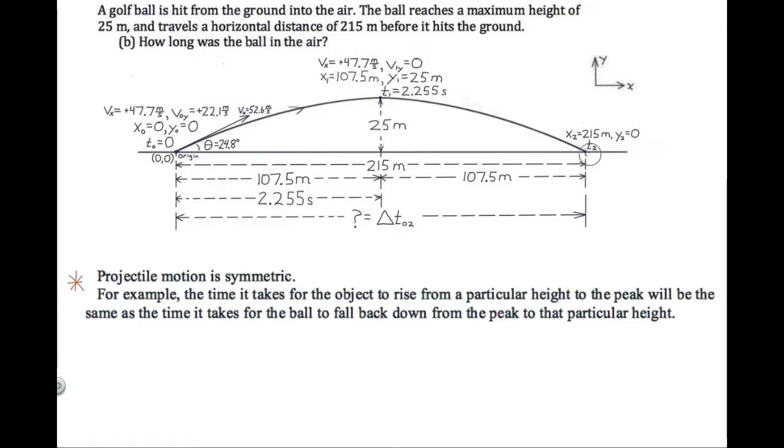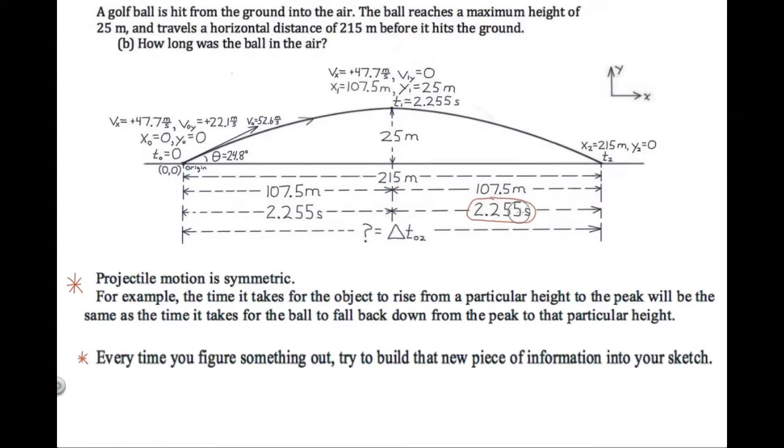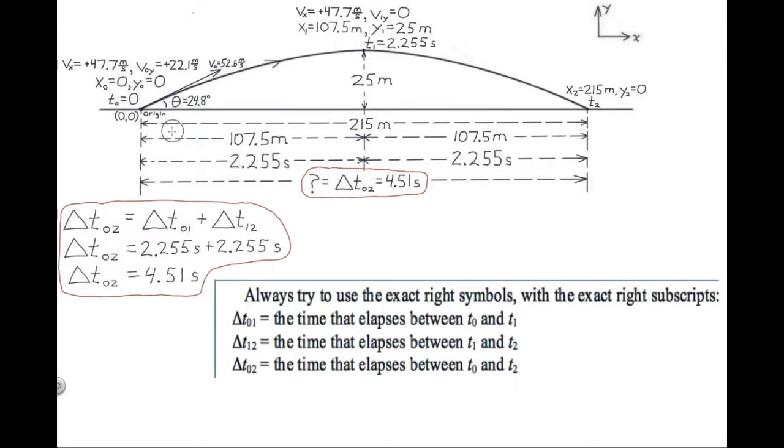In part A, we figured out that it takes 2.255 seconds for the golf ball to rise from the ground to the peak. So now we know that it also takes 2.255 seconds for the golf ball to fall from the peak back down to the ground. Build that new piece of information into your sketch, like so. It should be obvious now that the total time that elapses between t sub 0 and t sub 2 is 2.255 seconds plus 2.255 seconds, which equals 4.51 seconds.